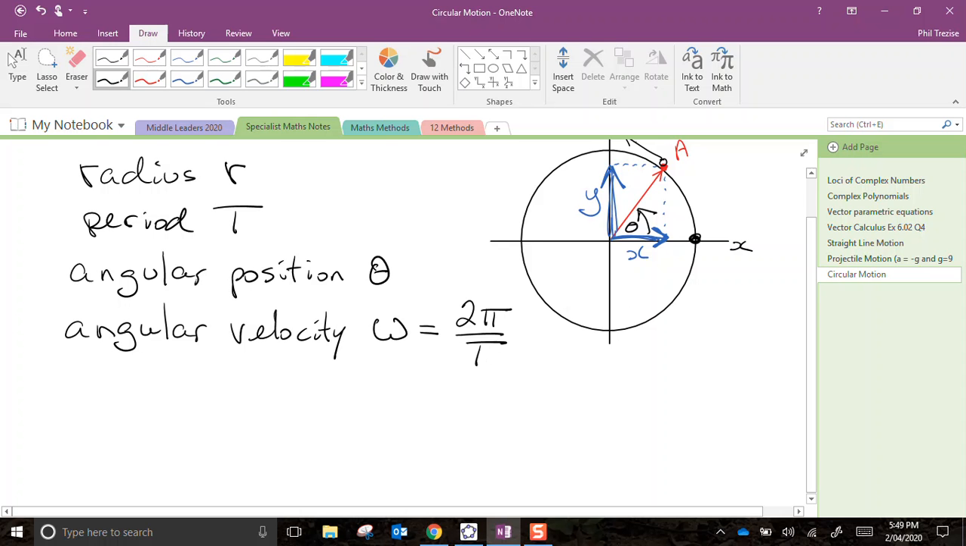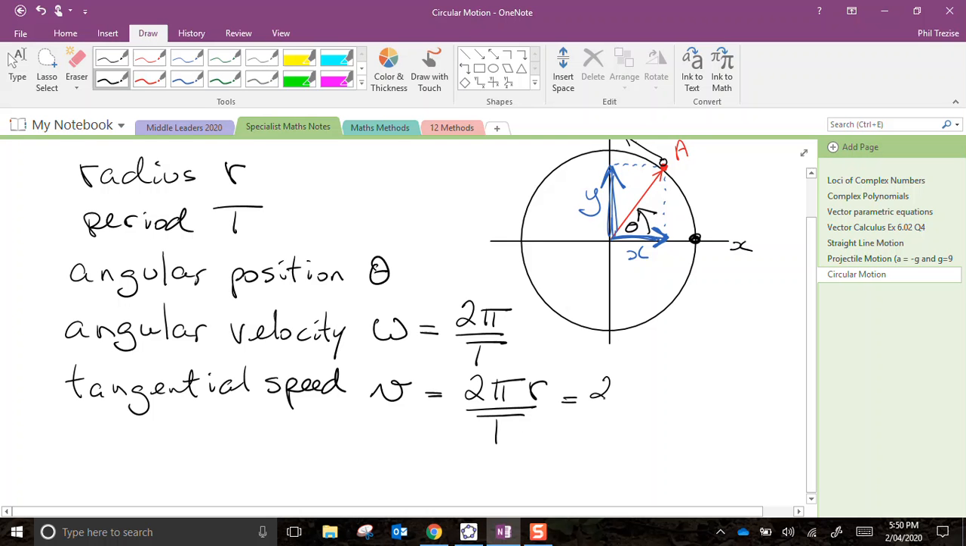Now we could talk about the speed as well, the tangential speed. Designate this as v. Now, how far does it travel to go once around the circle? It travels the distance 2 times pi times the radius, and then we divide by the time. That's literally distance divided by time. If we look closely, we could write this as 2 pi over t separately multiplied by r, and then I hope we can see that the 2 pi over t is omega.